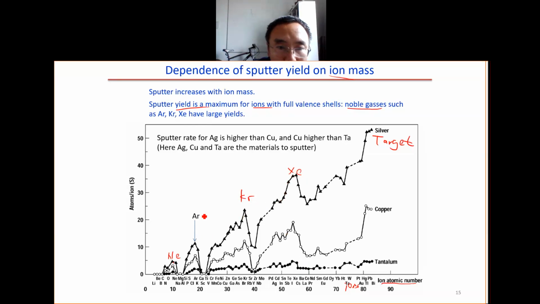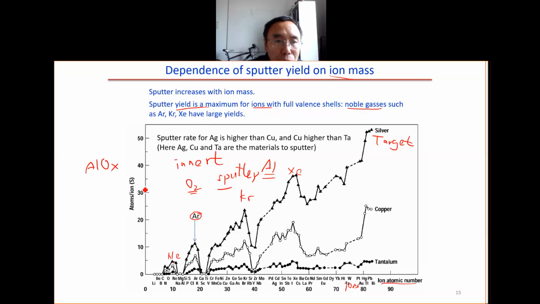So normally we use argon. Argon is cheaper than krypton and xenon. So it is cheaper and the yield is high, and also it is inert. This is also very important. Otherwise, if we use oxygen gas to sputter aluminum atoms, we will not get an aluminum film. What we get will be an aluminum oxide film. But if we use argon, there is no such thing as aluminum argon.